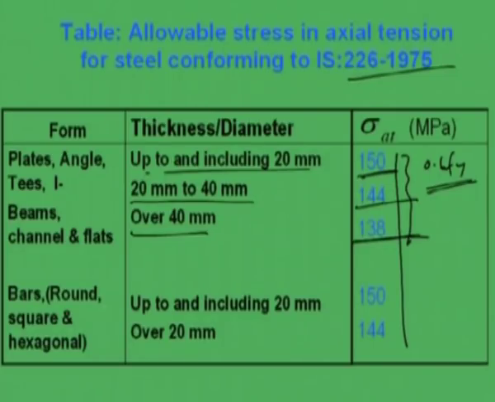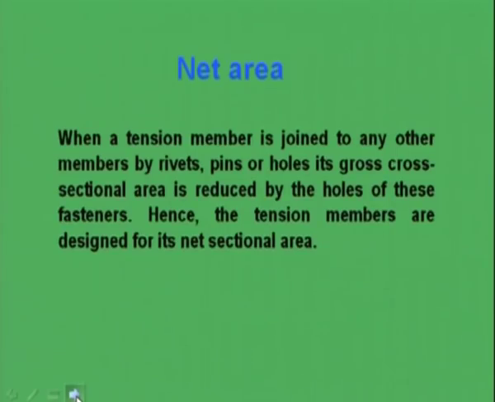And in case of bars, means round, square or hexagonal, up to 20 mm this is 150, and over 20 mm the code has suggested 144 MPa. So while designing we have to remember all these values. That means it is not exactly 0.6 Fy. If the thickness or diameter is more than 20 mm, then it is going to reduce to 144 or 138 depending on the type of the section. Now another thing is the net area.